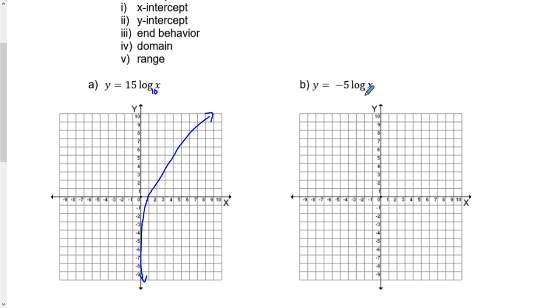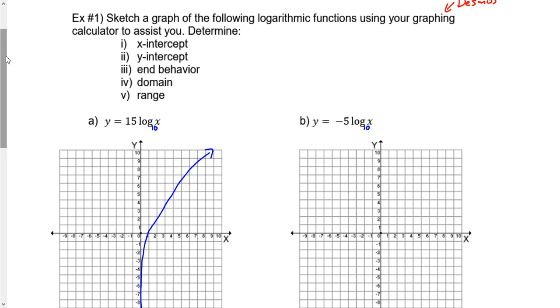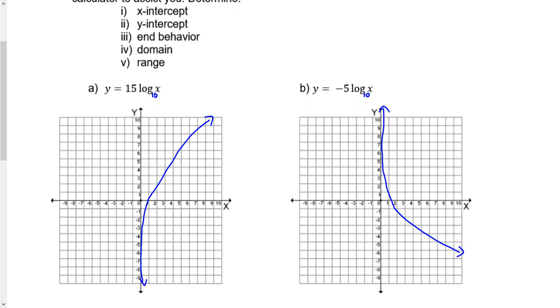Even this one has base 10. But this is a little bit different. In Pre-Calc 30, we do some things about reflections. Well, this is actually going to be a decreasing logarithm. And if you're looking at it, there's only one thing that's different. It's this number in front.